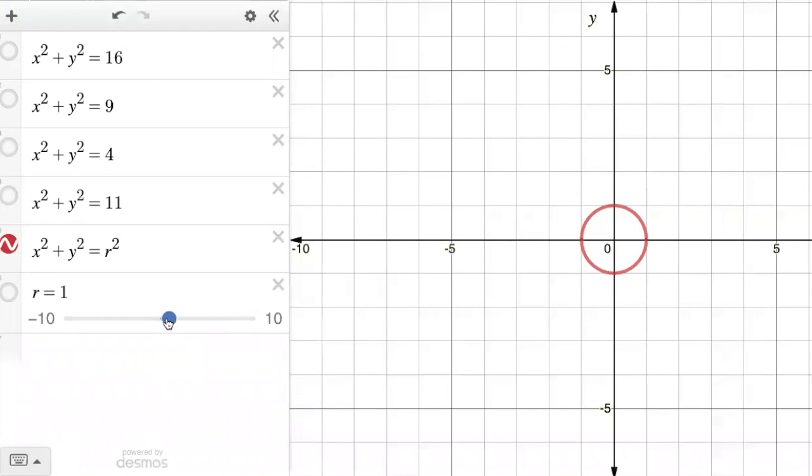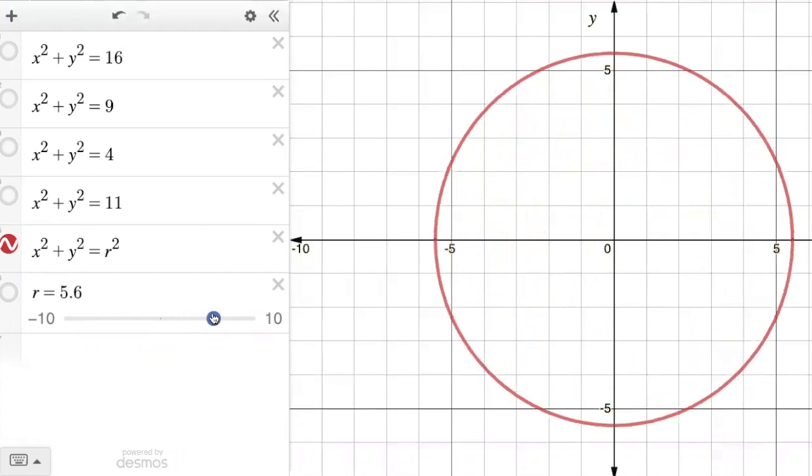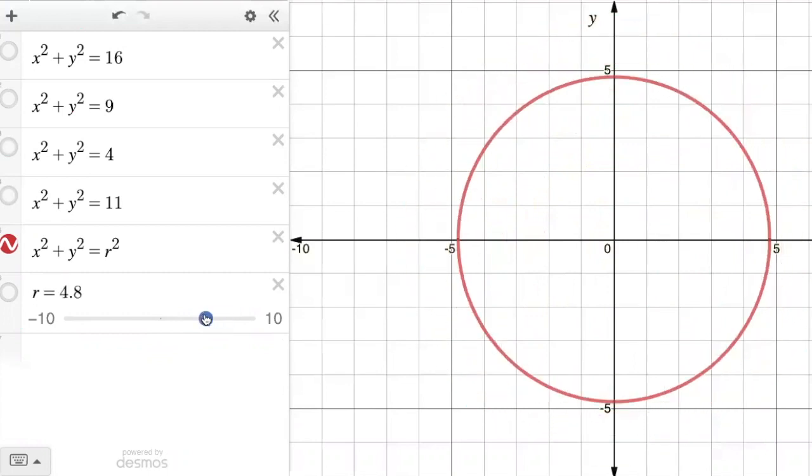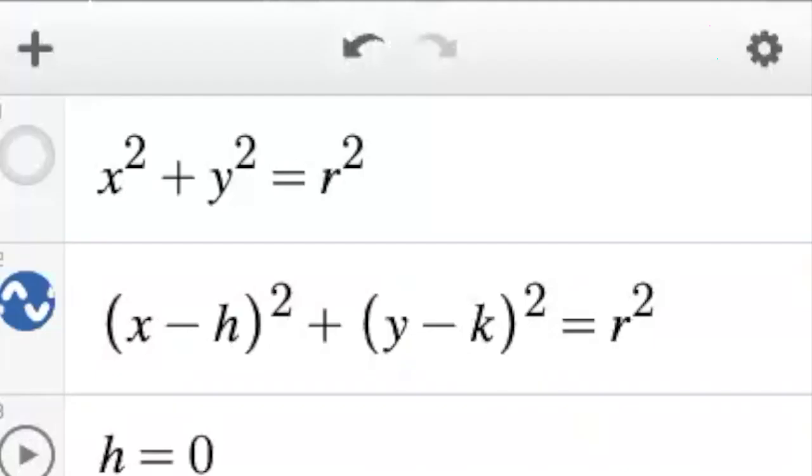And just to convince you, we can do this neat trick where instead of putting a number on the right, I just put r squared, and then by dragging the slider, I can choose different values for r, the radius, and notice the circle changes accordingly. So when the center of your circle is located at 0, 0 and has radius r, you can always get its equation by writing x squared plus y squared equals radius squared.